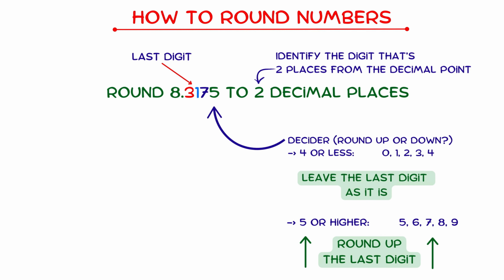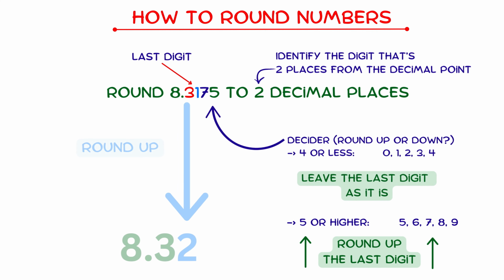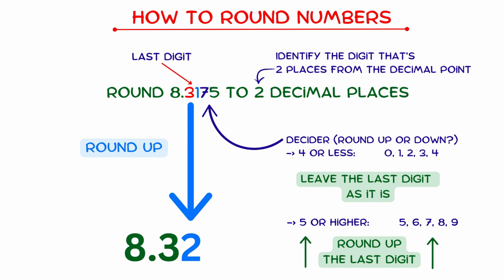the last digit. So, as our decider is 7, we have to round our last digit up and change the 1 to a 2. Then, to finish, we just remove all these other digits that come after the last digit, so we rounded 8.3175 to 8.32.